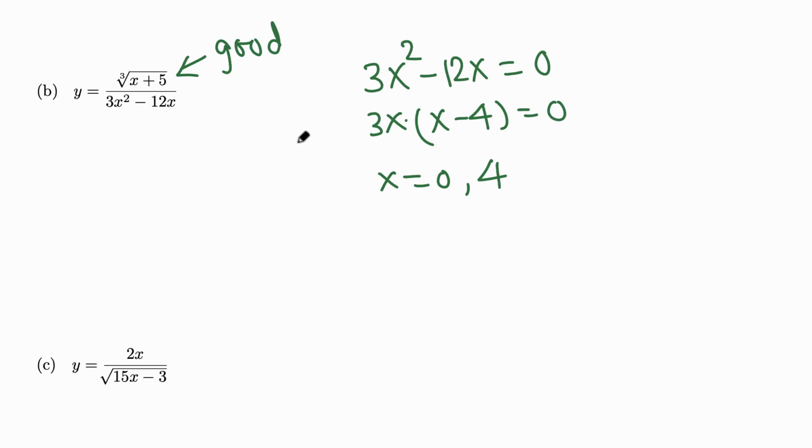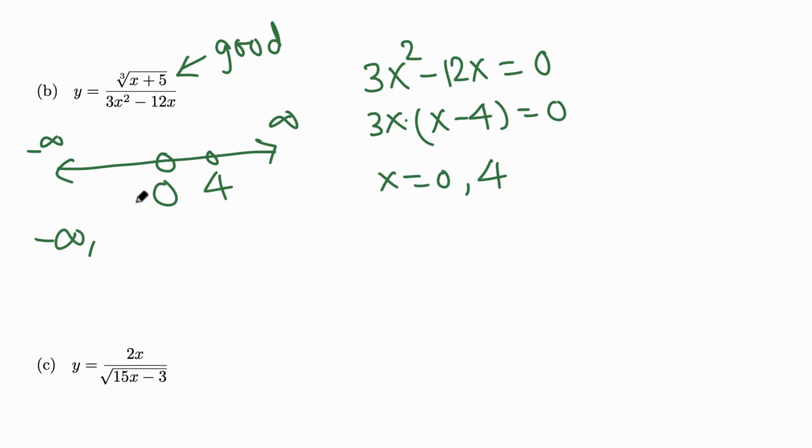At 0 and 4, the bottom becomes 0, and that is undefined. So on the number line, all real numbers, negative infinity through positive infinity, we have to remove 0 and 4. They are not in the domain. So in interval notation, negative infinity through 0, with 0 not included, union 0 to 4, union 4 through infinity.